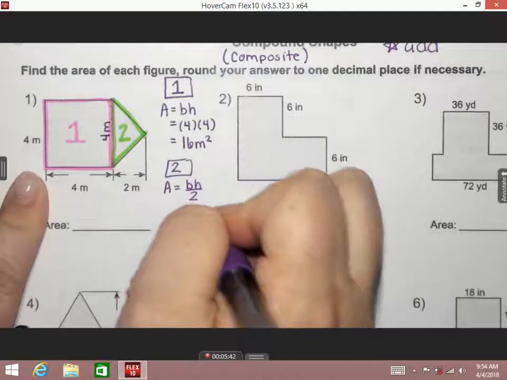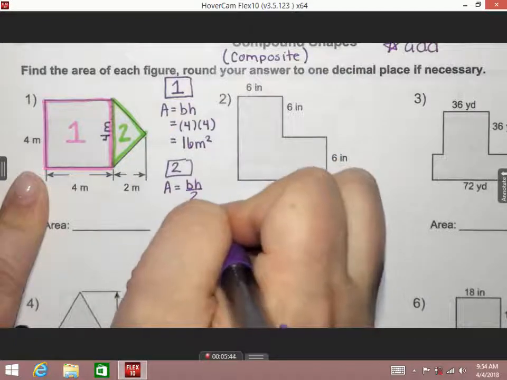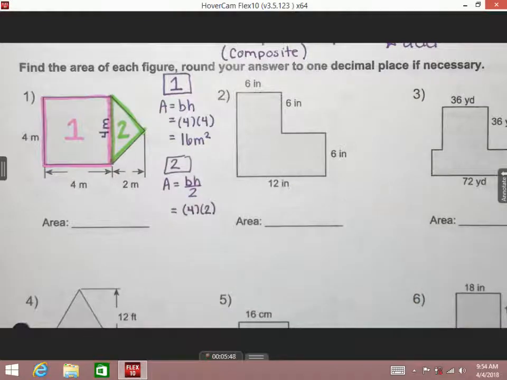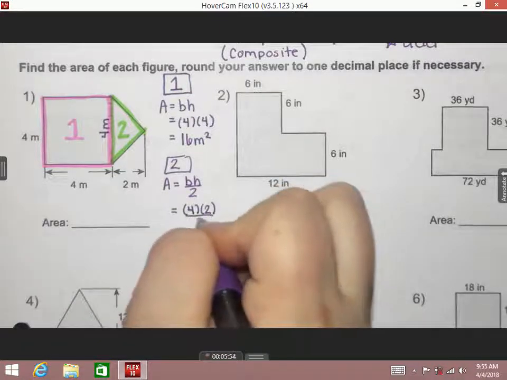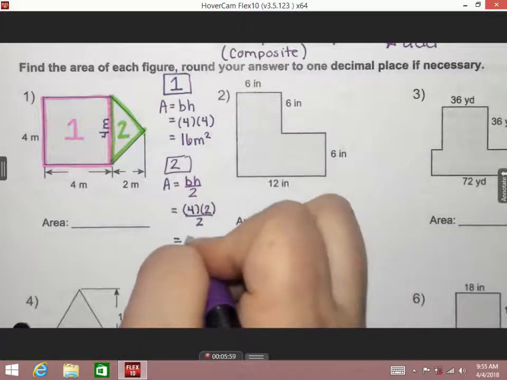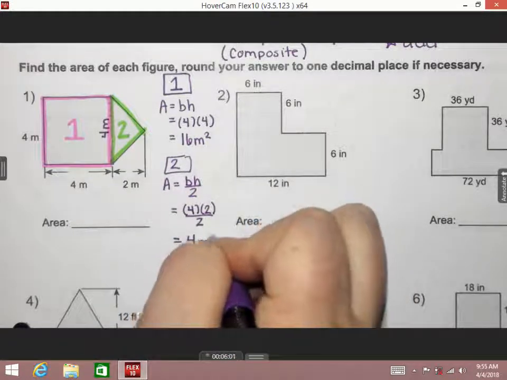And then what is the height, Chloe? 2. Because that's what's going to the tip. Whenever you're looking at triangles, we want to make sure our height goes all the way to the tip, to the point. Okay? All right, and then we got to divide by 2. So 4 times 2 is? 8. Divided by 2 is? 4. So I get 4 meters squared.